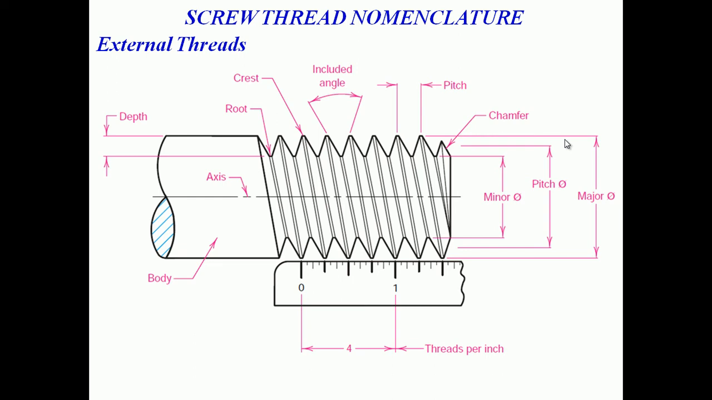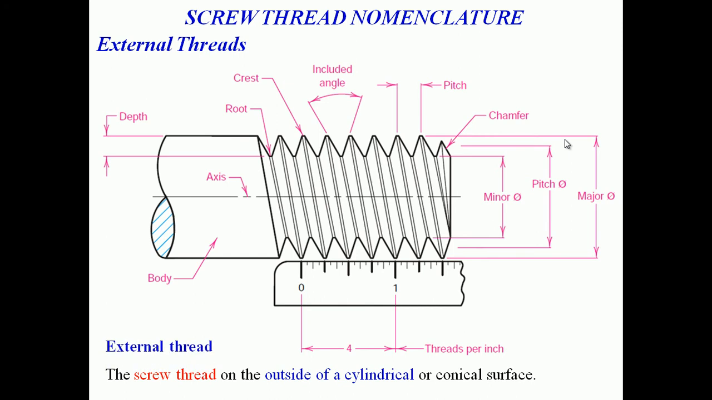This is the external thread. Some of you may have a doubt on what external thread means. Anyway, you have come across so many threads in your day-to-day activities. A screw thread on the outside of a cylindrical or conical surface: consider this as a cylinder or a conical surface. If a screw thread is on the outside of a cylindrical or conical surface, then this is known as an external thread. We understand what an external thread is now.